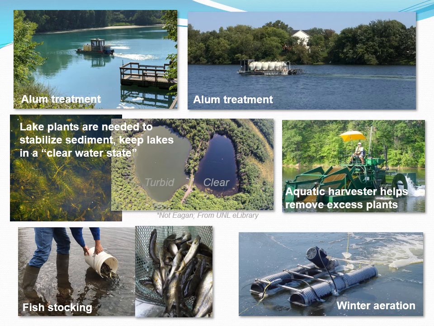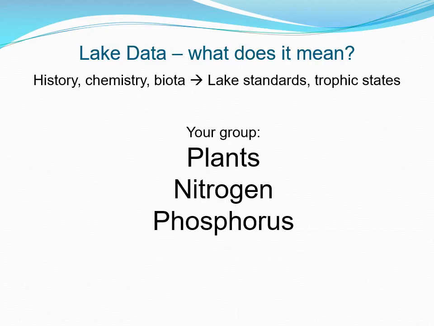We know that lake plants are needed to help stabilize the sediment in a lake and, of course, provide good fish habitat and other things. We do have a plant harvester that we run in just a few lakes to help open up some of those areas when the plant levels get a little bit excessive. Then we do some fish stocking, fish surveys, and then winter aeration to help the fish survive over the winter so we can have sort of a more balanced population there.